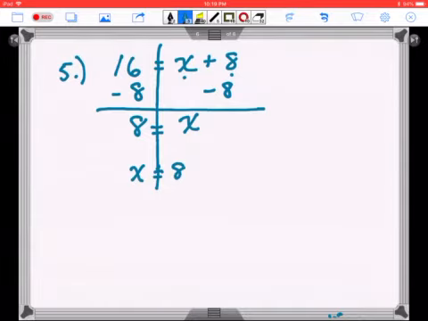You can just turn that right around. Did you get that one right? If not, make some corrections. Here's the next one.